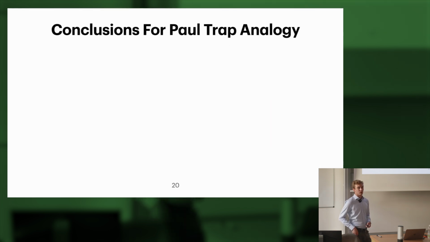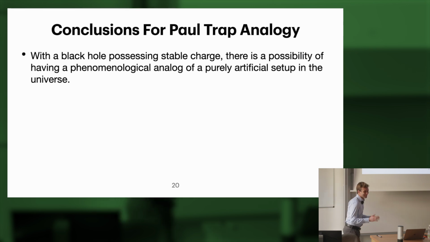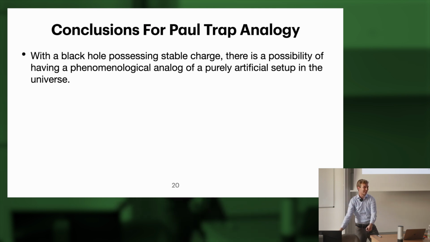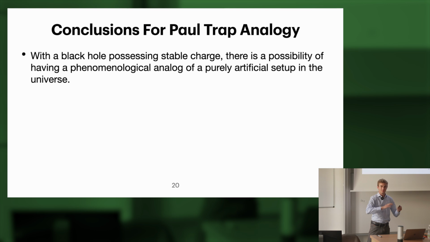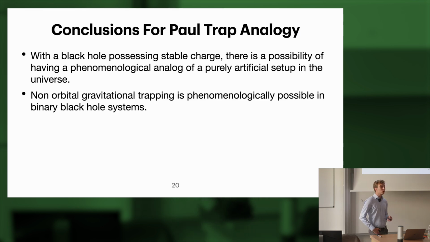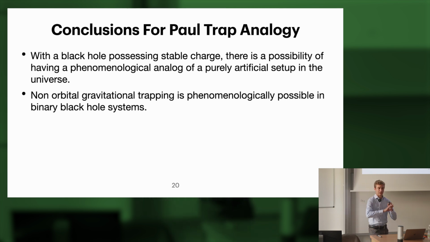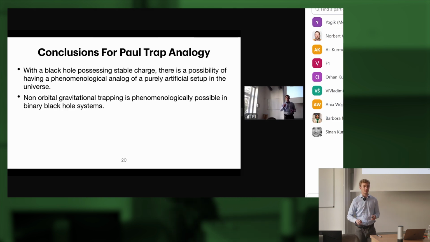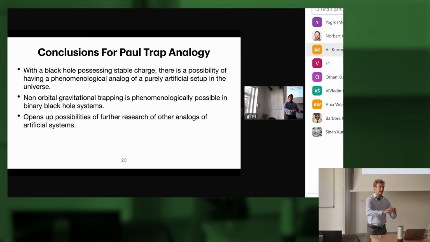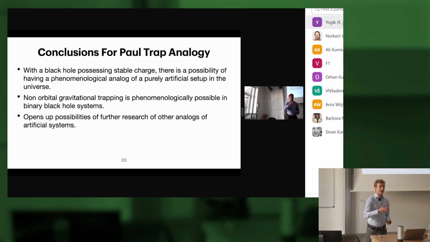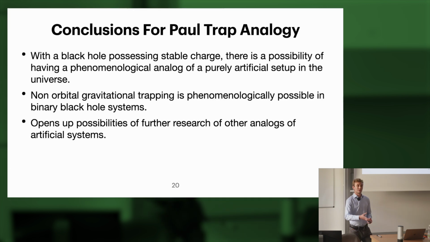So what did I tell you all of these things for? First of all, with a black hole that possesses a stable charge, phenomenologically, we can make an analog of a purely artificial setup with a purely natural setup. That is by itself wonderful. It's a small toy paper, maybe a grad student exam question, but it is still useful. We also showed, which has not been studied before, that non-orbital gravitational trapping is, again phenomenologically, possible by charged binary black hole systems. This opens up possibilities for further research, looking for artificial analogs in the universe. I had not seen literature regarding that before, so this is also exciting for me.